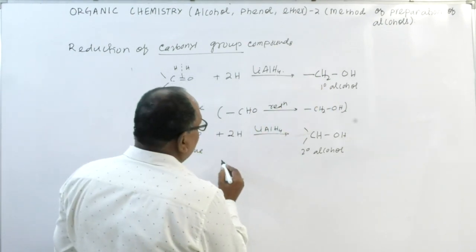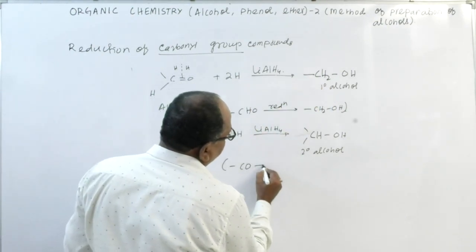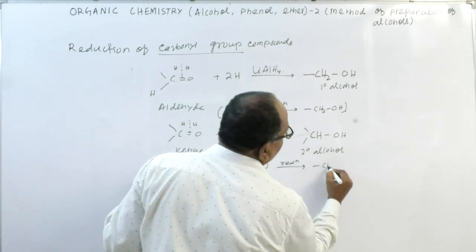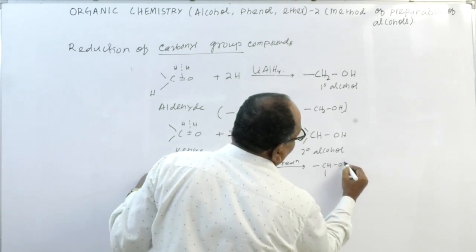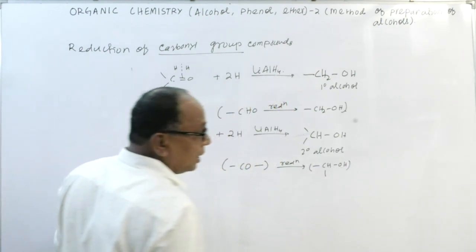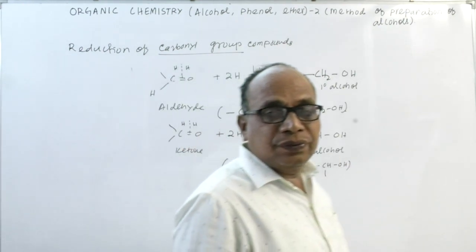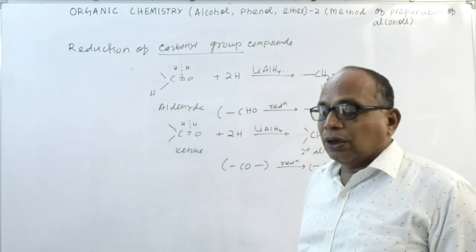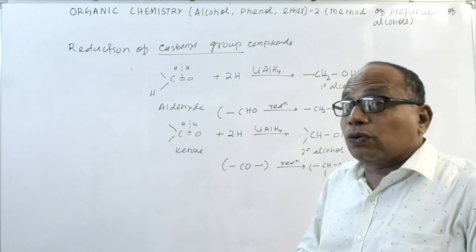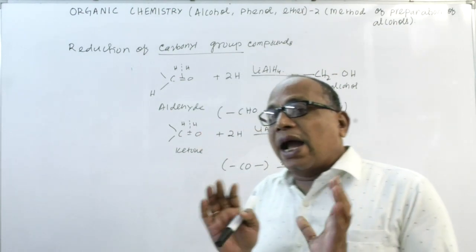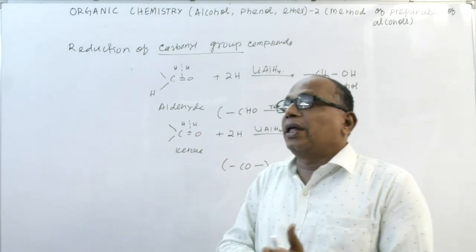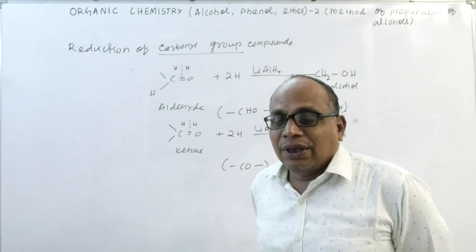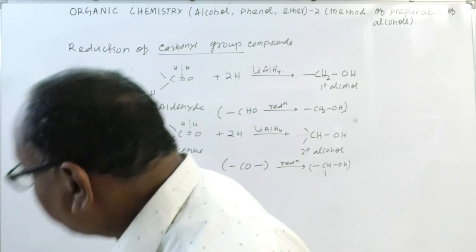That means the keto group, the C=O group, on reduction gives you the CHOH group. This is your secondary alcohol. So what is your conclusion? The conclusion is the aldehyde is reduced to primary alcohol and the ketone is reduced to secondary alcohol. Let us see some examples.